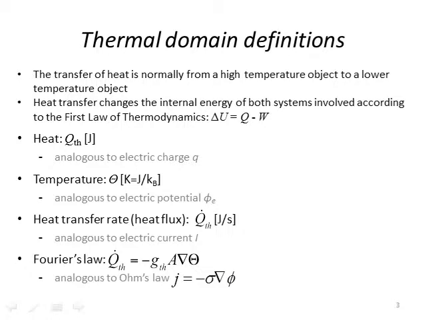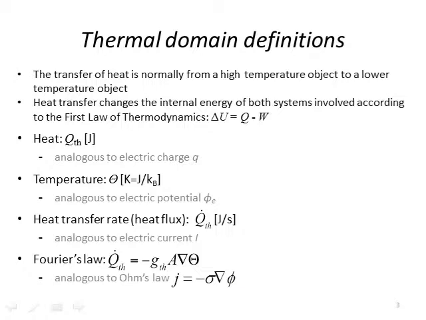Some definitions as we have done throughout the course. The transfer of heat is normally from a higher temperature object to a lower temperature object. We all know this from practical experience with hot and cold objects, when we touch them with our fingers. And then we're always dealing with the first law of thermodynamics that we saw earlier in the course, where we basically have conservation of energy within the system. So the change of energy within a system is due to the work that we put into the system.